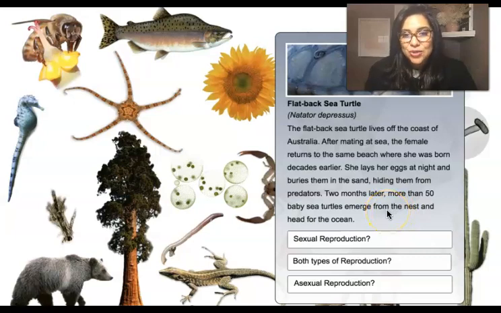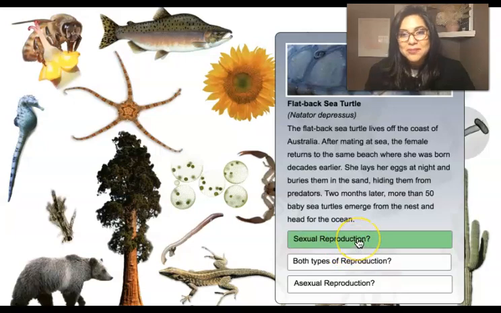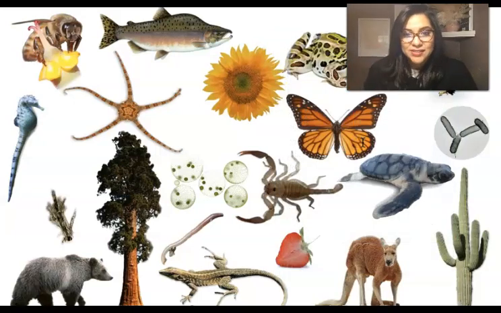So guys, do you think, based on our reading, that the sea turtle undergoes sexual reproduction, asexual, or can actually carry out both? Go ahead, pause the video, and come to a decision. If you guys selected sexual reproduction, you are absolutely correct. One of the main indicators is the word mating, which indicates that there are two parents involved. And whenever we have two parents involved, we have sexual reproduction.